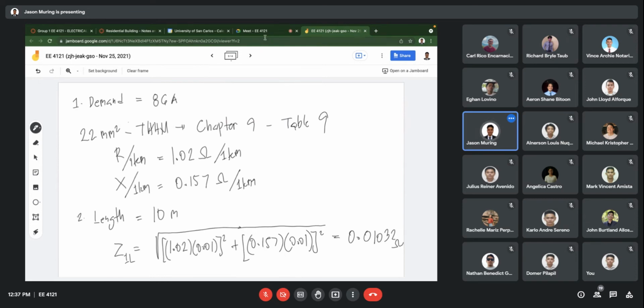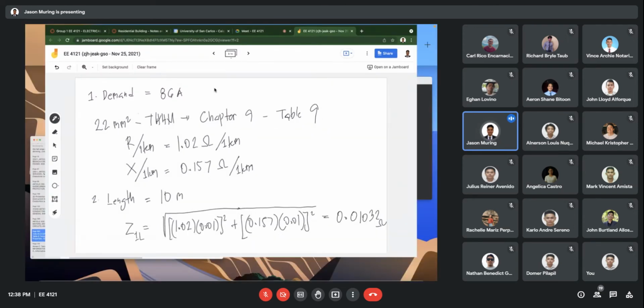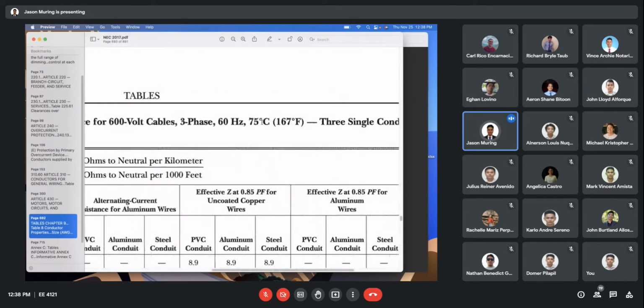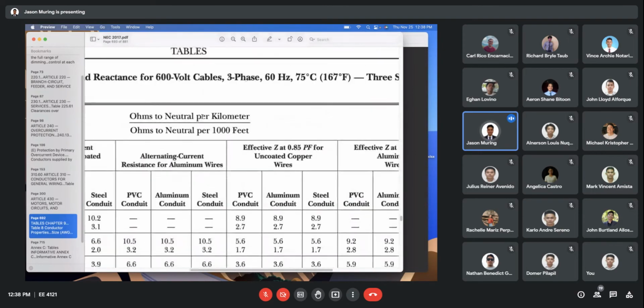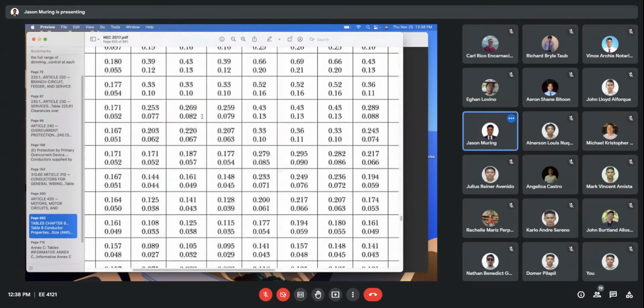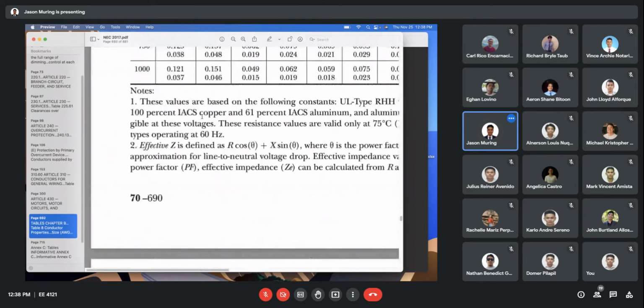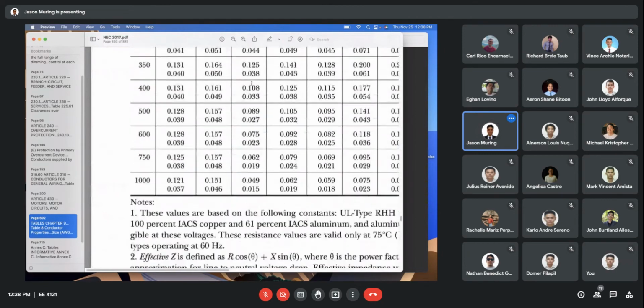Although this is the standard calculation, we have to look at the fact that I'm actually using THHN here. If you look at this table, it is rated at 75 degrees Celsius, but THHN is rated at 90 degrees Celsius. Therefore, we have to apply some adjustment so that we can use these values in Table 9.